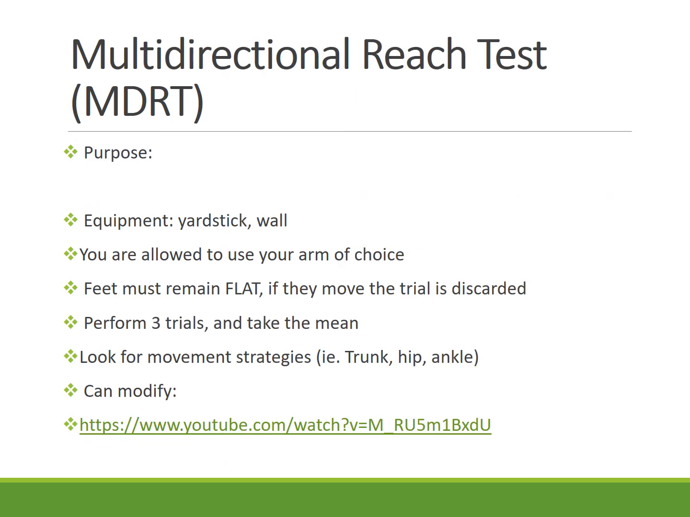Another test is the multi-directional reach test. The purpose of this test is to determine the limits of stability of an individual to lean in a forward motion, backward, and then both lateral directions. Equipment for this, you will need a yardstick and a wall. A person can choose the arm of their choice to move. The feet have to remain flat. If they move their feet or their feet aren't flat, then the trial is discarded. Typically, you will do 3 trials and then take the mean. And then you want to look and see what kind of trunk, hip, and ankle movement strategies they have. And this can be modified. You can have the person sit in a chair if necessary.